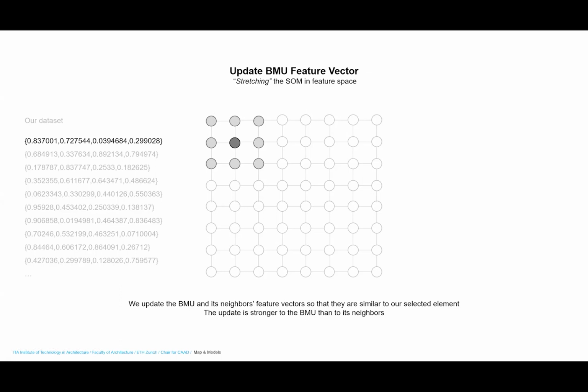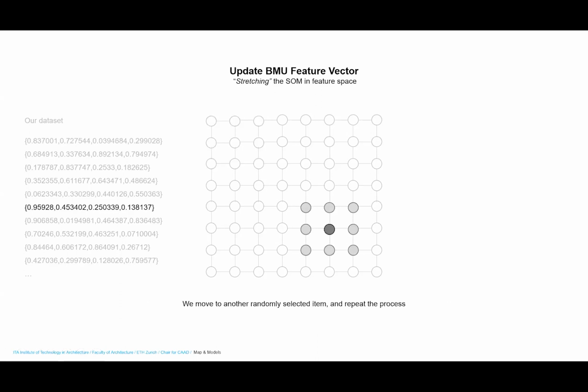Then we update these cells based on the selected item of our data set, which is this vector. How strongly we update each of these 9 cells depends on how far they are from the best matching unit. The cell at the center is updated the strongest, and the further other cells are from the center, the lighter or smaller the update is.